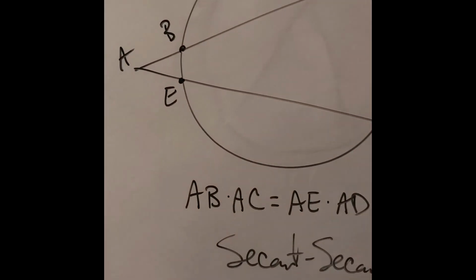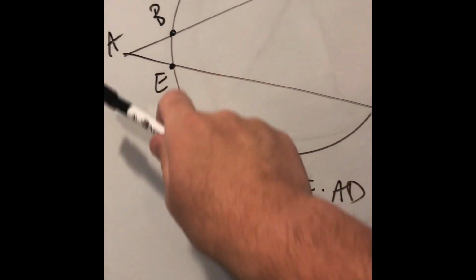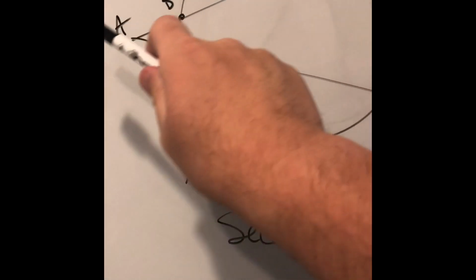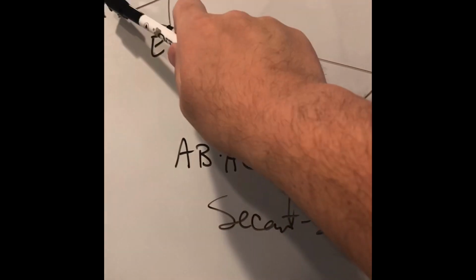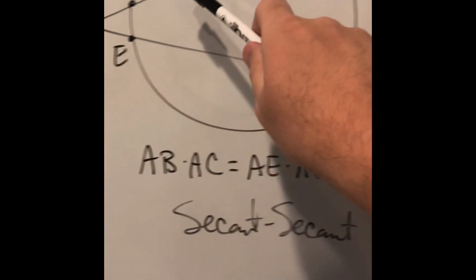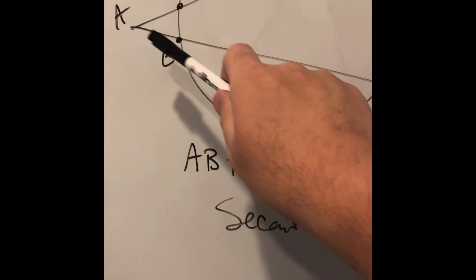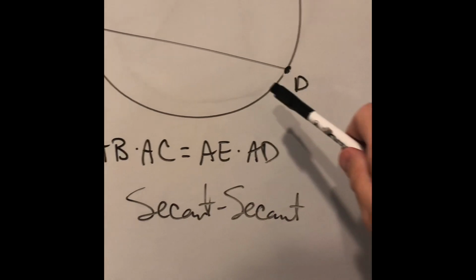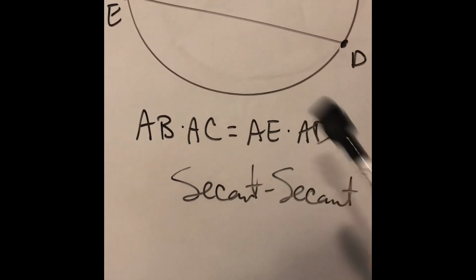Same thing with the bottom secant. Outside part AE times the whole segment AD. So with the secant, AB outside times the whole segment AC, outside AE times the whole segment AD. AB times AC, AE times AD.